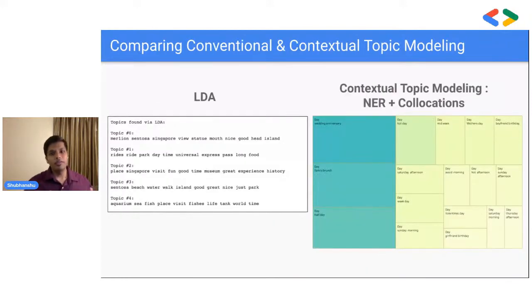So we saw a lot of evident differences between the topics found via LDA and the tree map visualization showing the contextual topics. A few things are pretty clear. The topics, even though with fewer words than the ones given by LDA, are much more meaningful and interpretable. The variety of topics is way more in the case of NER and collocations. The example you saw in the previous slide was just of the day theme. We could pull out several themes and find topics around those. You would have observed that I mentioned interpretable topics. Interpretability is the thing that your stakeholders, your business would love to know.